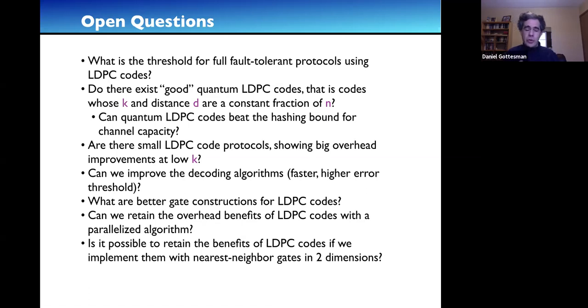And of course, that's not just a single answer. It's going to depend on continued optimizations of all of these procedures.